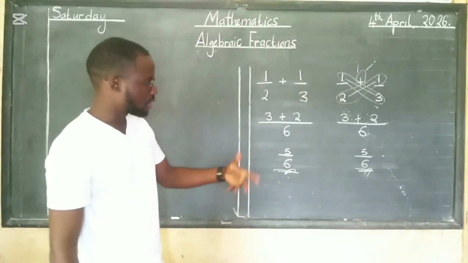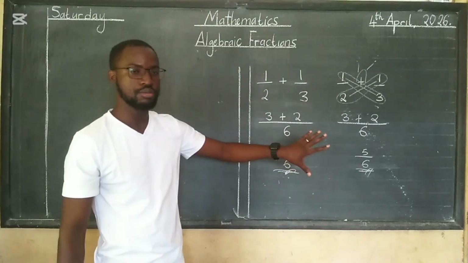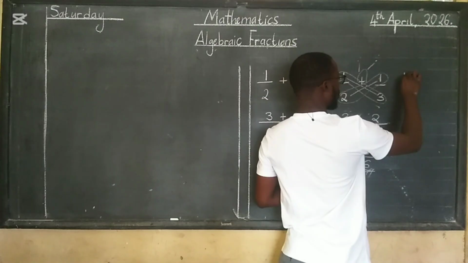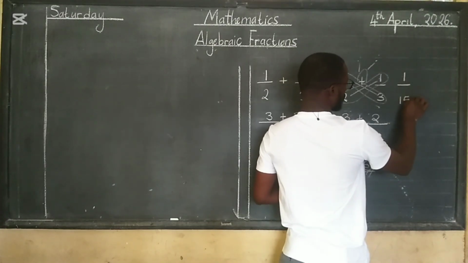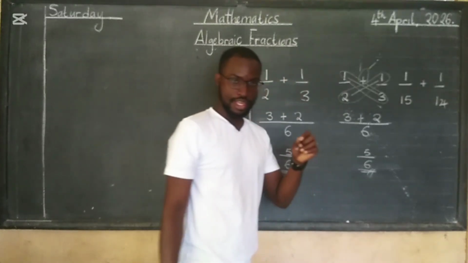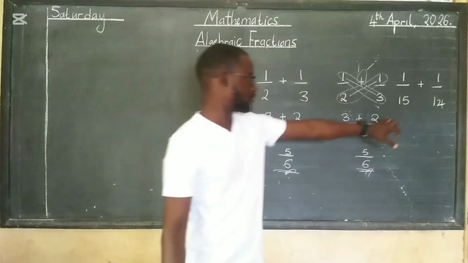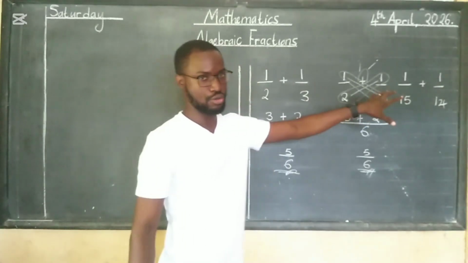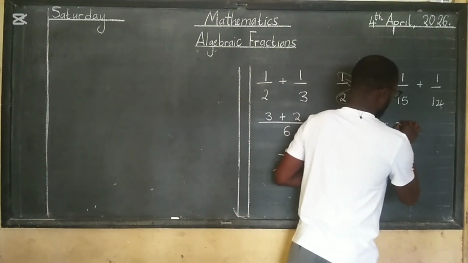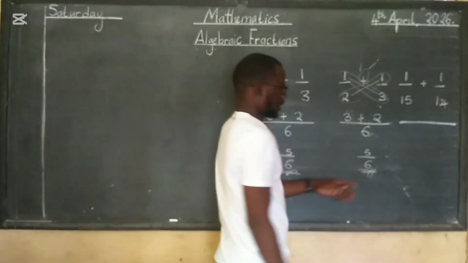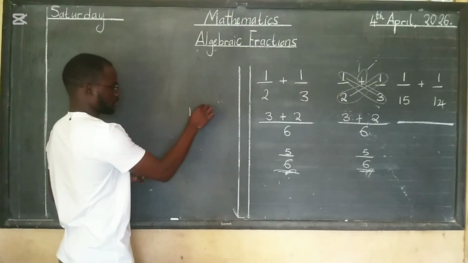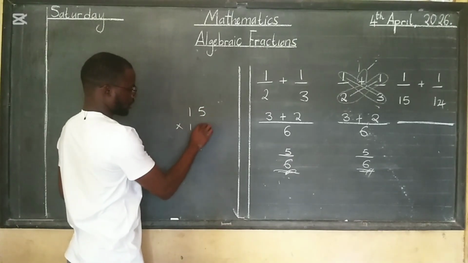For some, they might feel this one is a bit complicated, but trust me, this one is much easier. Why? In a situation where you have something a bit more complicated like this, 15 and 14, guessing the lowest common multiple for 15 and 14 is going to be difficult. So what do we do? Using this method, you don't have to guess. Just do 15 by 14.